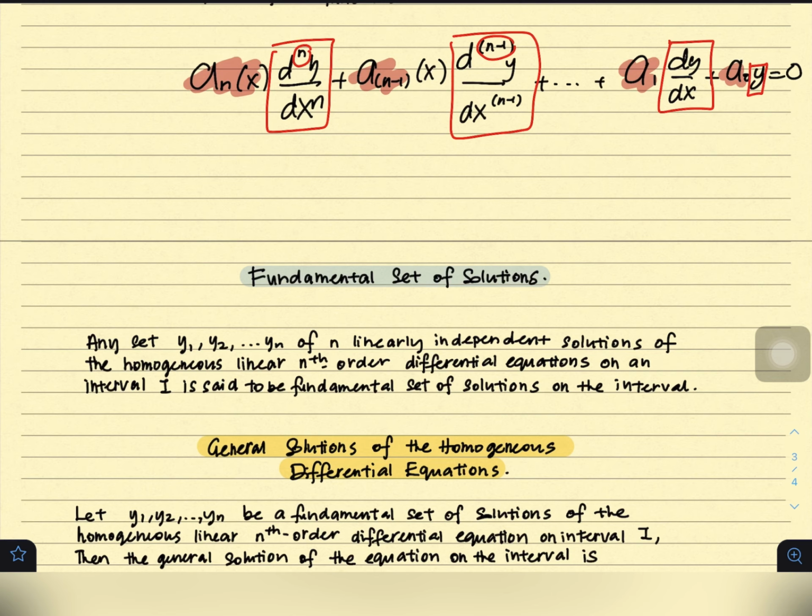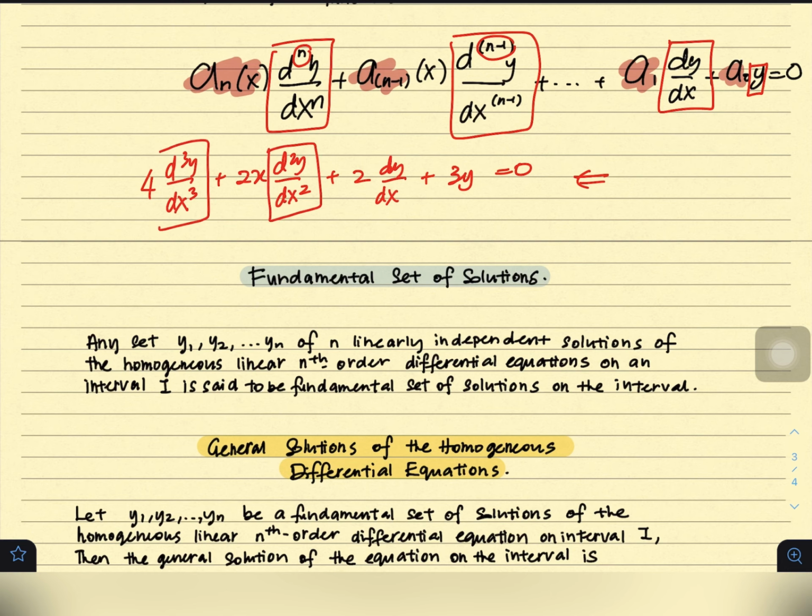Okay, for example, if we have 4 d cube y dx cube plus 2x d square y dx square plus with 2 dy over dx plus with 3y equal to 0. This one is the higher order linear differential equation. Okay, and the higher order is because we now have the order of differential equation more than one. Kalau sebelum ni kita hanya tengok yang dekat sini sahaja.